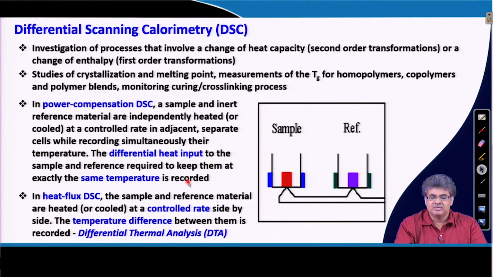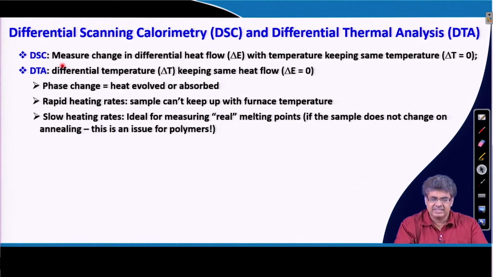So, in the first case we generally talk about DSC, and in the second case we talk about differential thermal analysis or DTA, and we can also call both these methods differential calorimetry. So, DSC measures changes in the differential heat flow with temperature, keeping the same temperature of both sample and the reference. In case of DTA, the heat flow is the same, but the differential temperature, delta T, is monitored as a function of temperature.